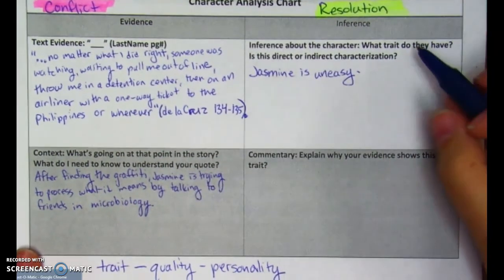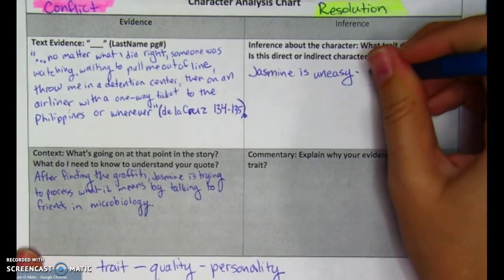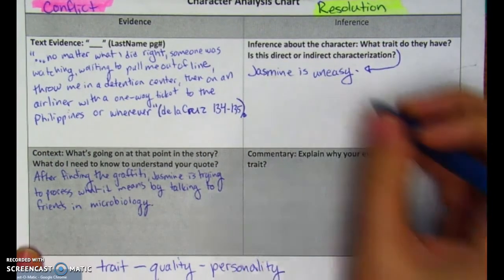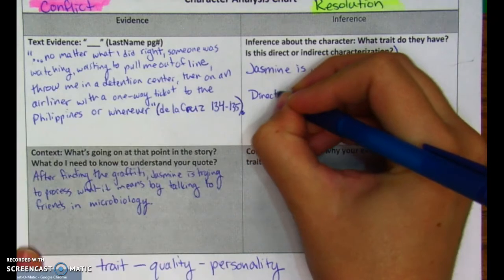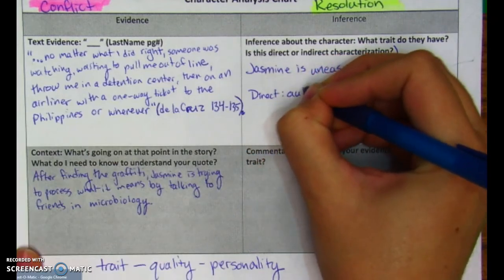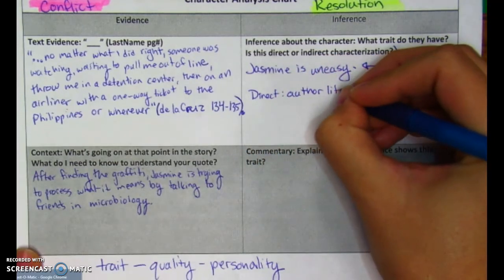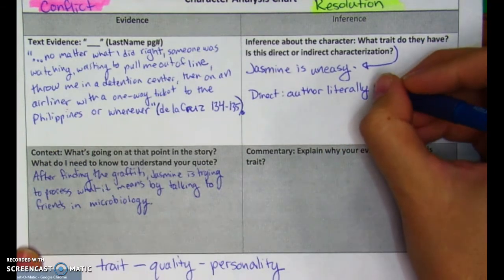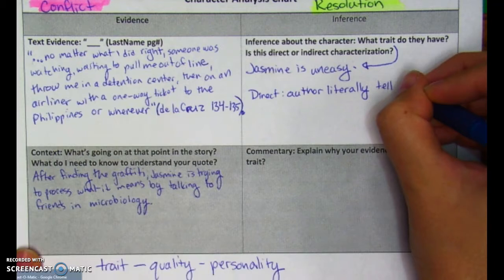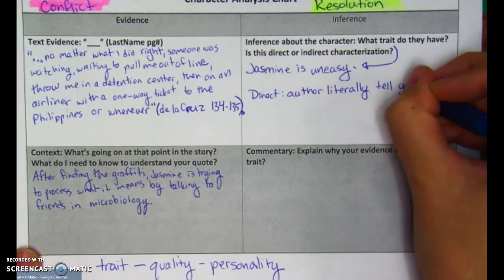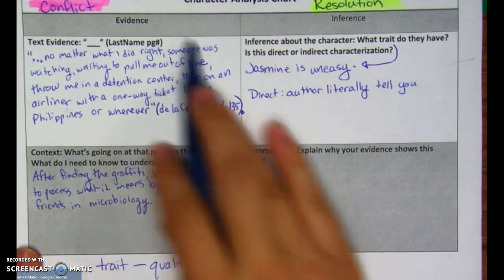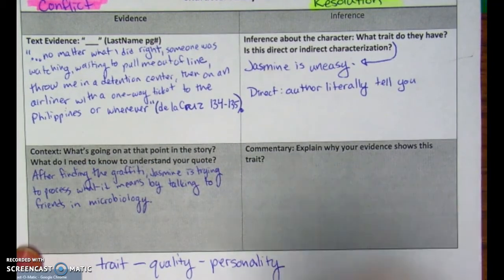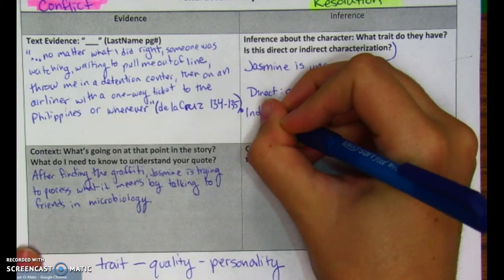Now I need to go back to this box because while I already said what their character trait was, that they are uneasy, I need to answer the second question. Is this direct or indirect characterization? Review. Direct, the author literally tells you. So this is where in Harry Potter that J.K. Rowling literally says, Harry had a lightning-shaped scar on his forehead. They literally tell you what the trait is. You don't have to make any guesswork. That is direct characterization. Here, the author did not literally tell me that Jasmine is feeling uneasy or Jasmine is an uneasy character. So that would be an example of indirect characterization.